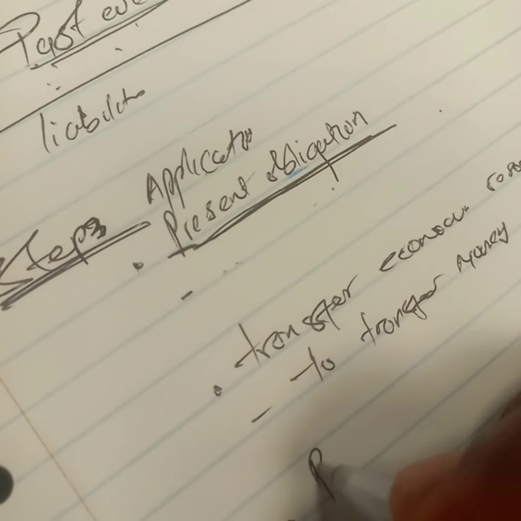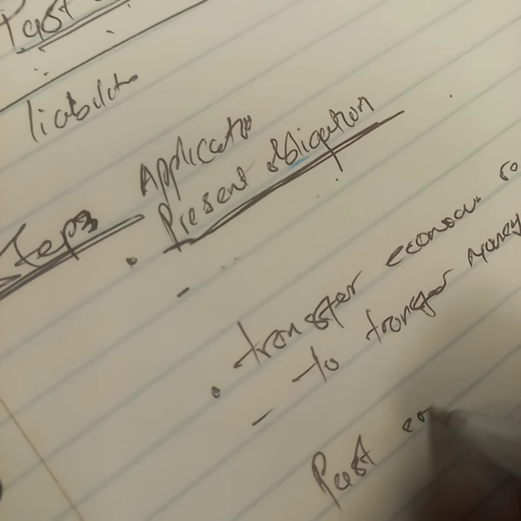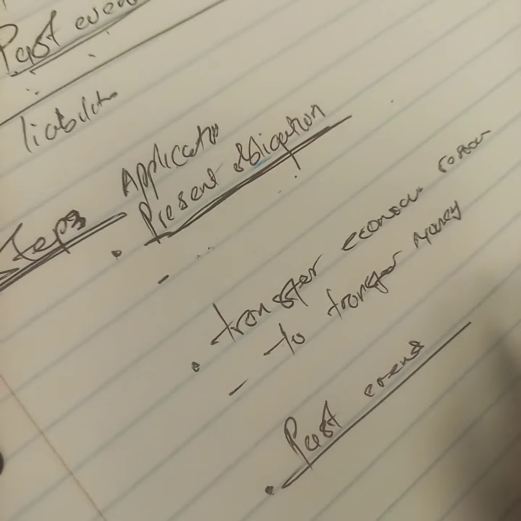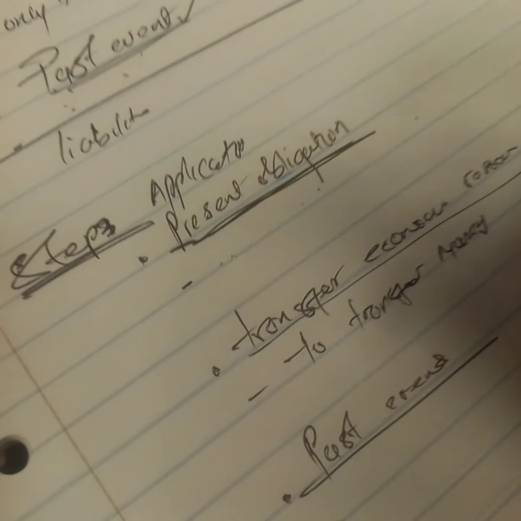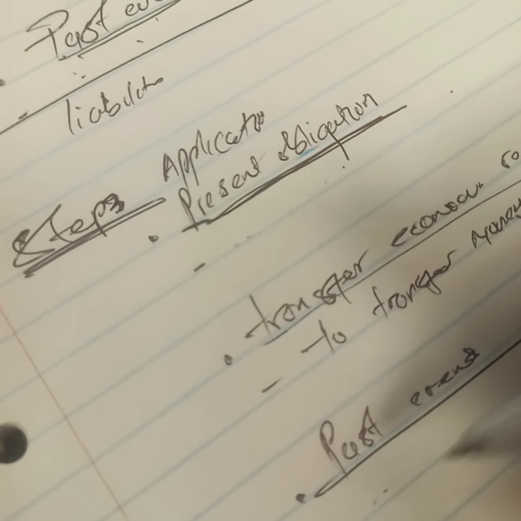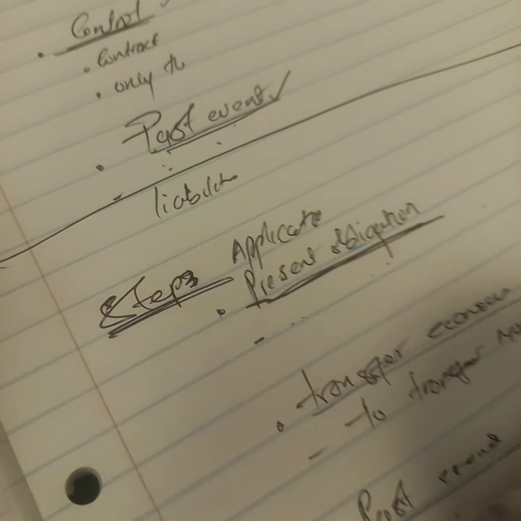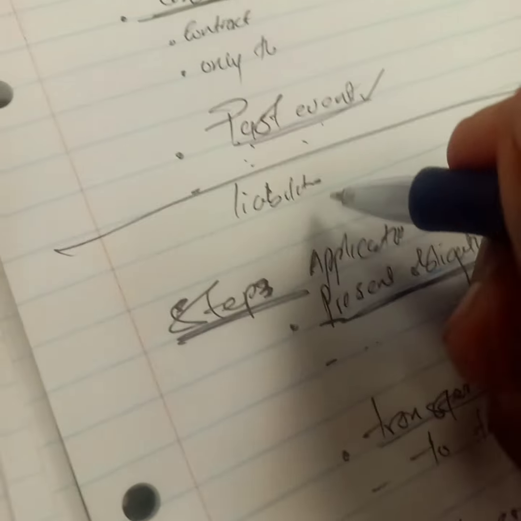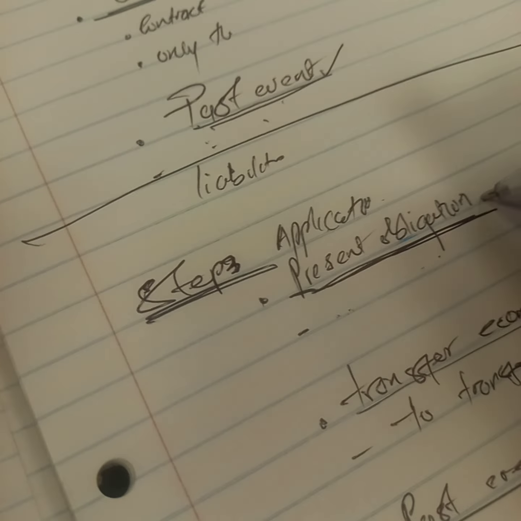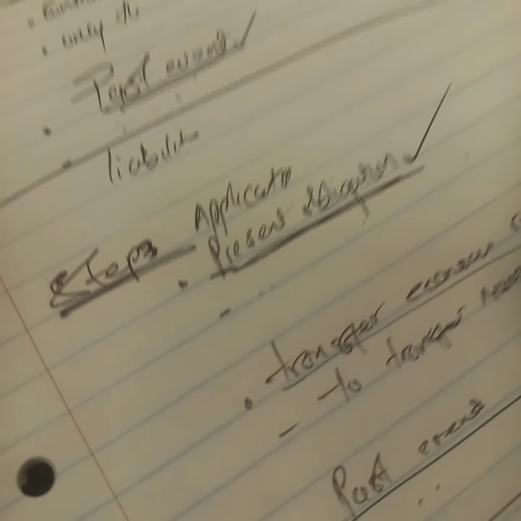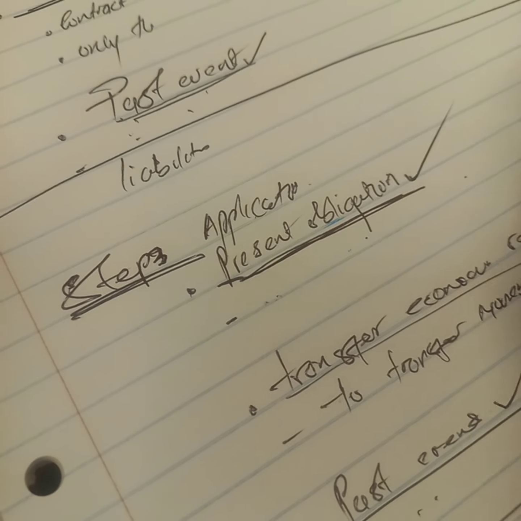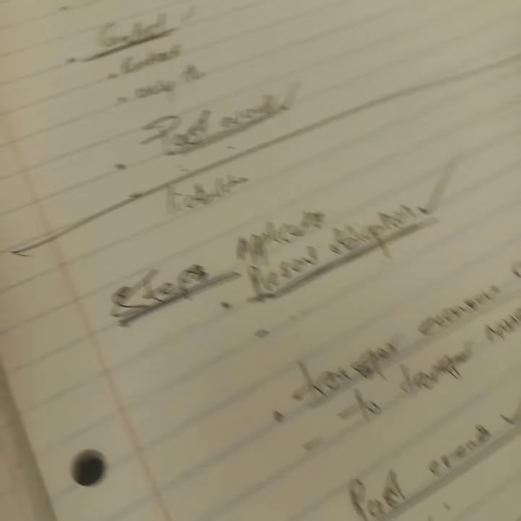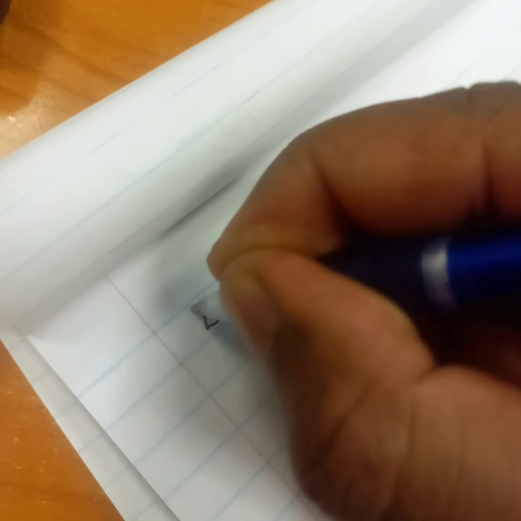Number three, we discuss your past event. So your past event, I explained, would be the day you receive the loan or the day you sign an agreement for you to receive the loan. That's how you do the application for liability. So these are the only things that you apply: your present obligation, the transfer of economic resource, and the past event. Right? And then we also have an expense.